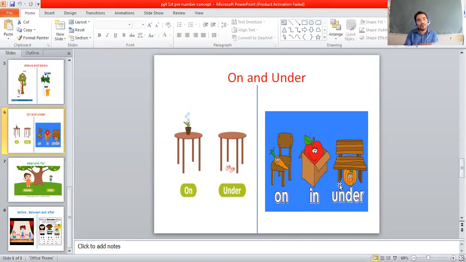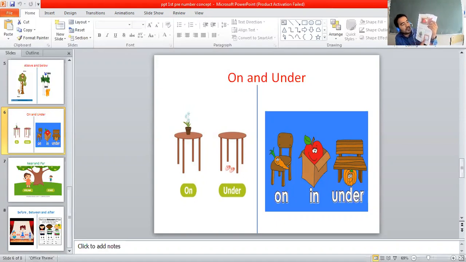So this is the concept. In textbook page number 9, homework is given. What is the homework? I will read that. Draw an apple on the tree. The tree figure is given in the textbook. Draw the apples on page number 9.